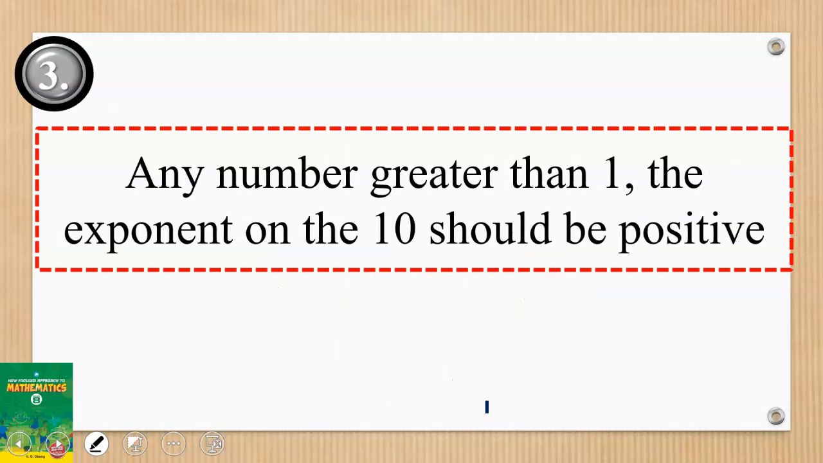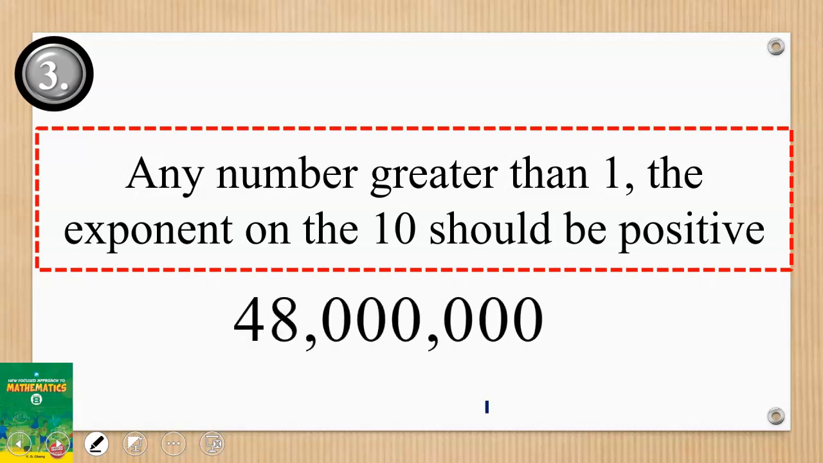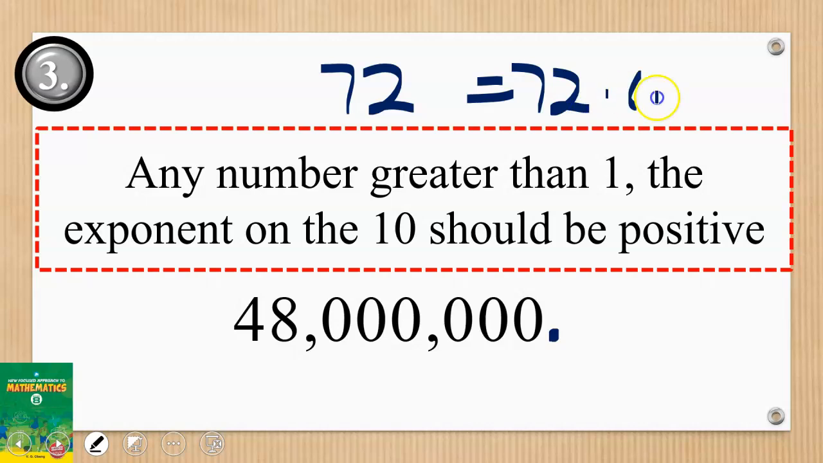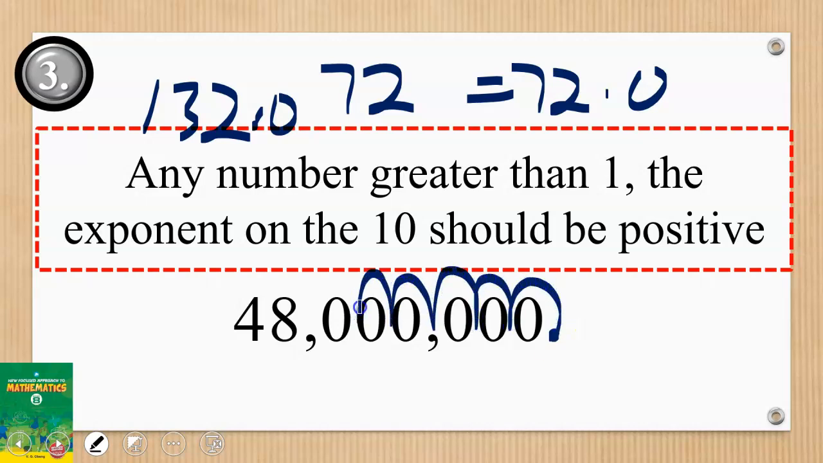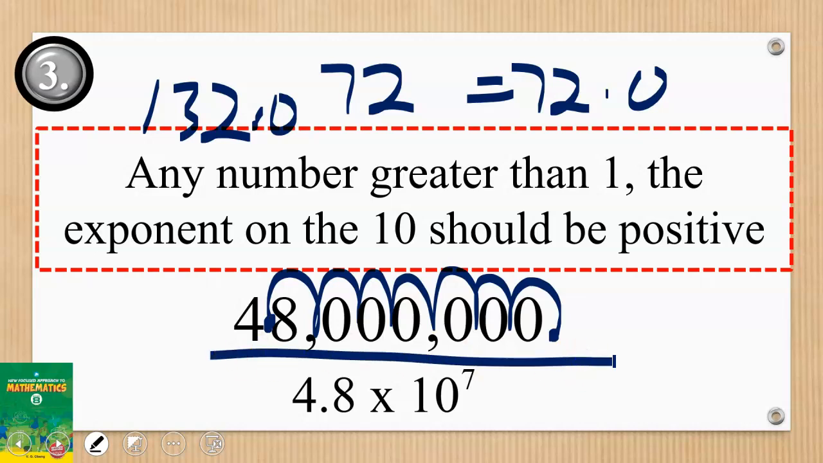Then the third rule says that for any number greater than 1, the exponent on the 10 must always be positive. For example, if I want to write 48 million, I will just start from there. Any whole number has a decimal point at the last end. For example, if I write 72, it's the same as saying 72.0. If I write 132, it's the same as saying 132.0. It doesn't change anything. So the decimal point is here. I'll move it backwards 1, 2, 3, 4, 5, 6, 7, to between the first two significant numbers, which will give me 4.8 times 10 raised to the power positive 7, because the number here is bigger than 1, right?